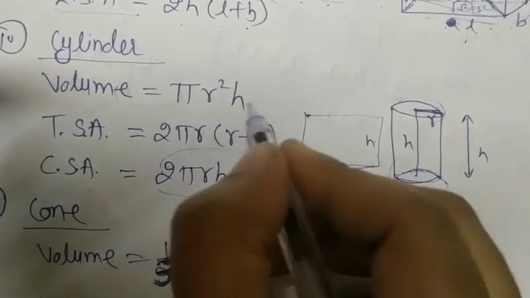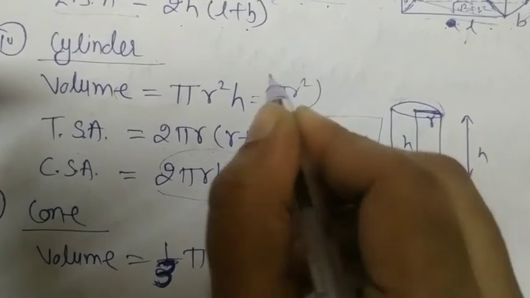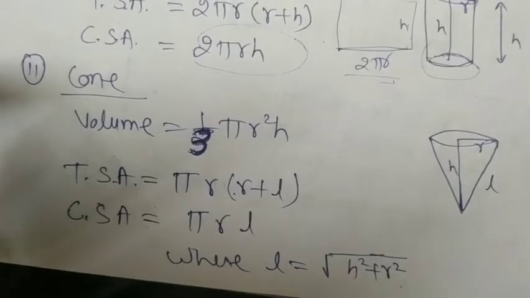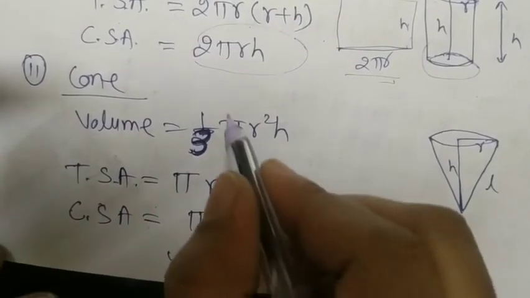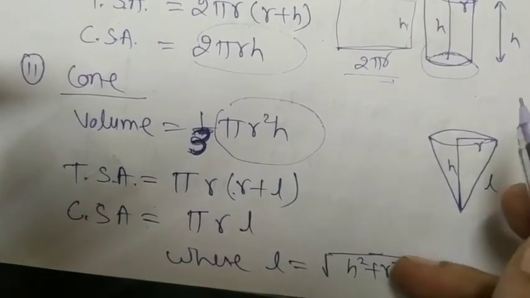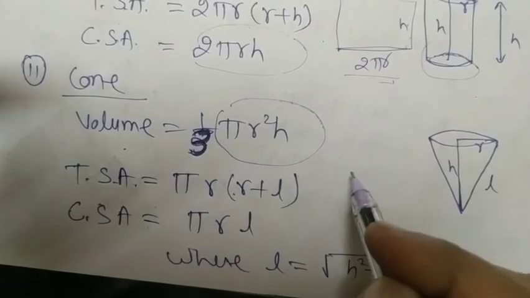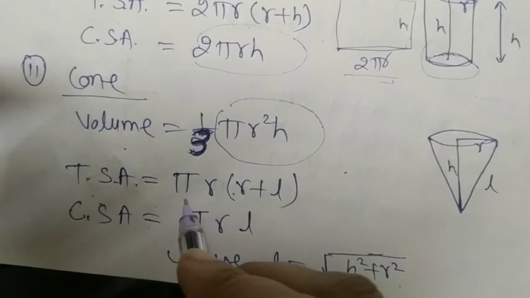And volume will always be equal to base area times height. The base area is pi r square, and H is the height. In the cone, remember that the volume is always 1/3 of the volume of the cylinder. Volume of the cone will always be 1/3 of the volume of the cylinder. And in a similar way, we can find the curved surface area.